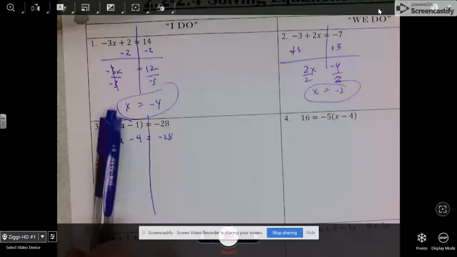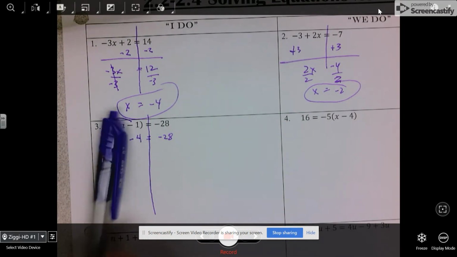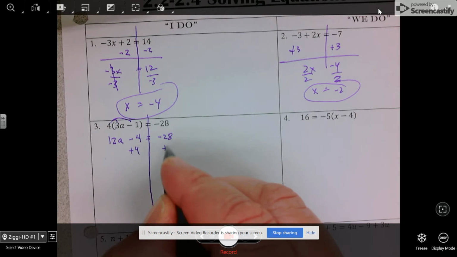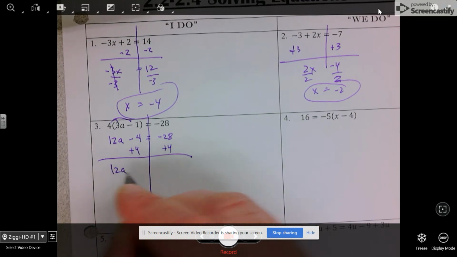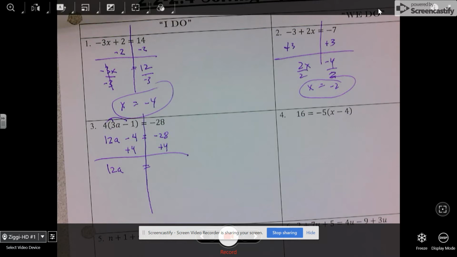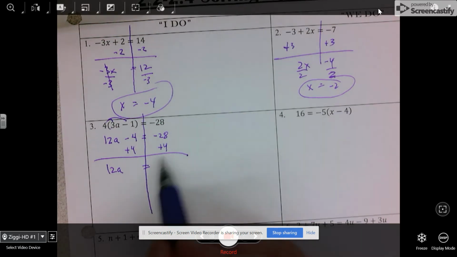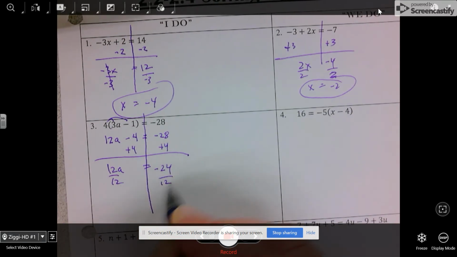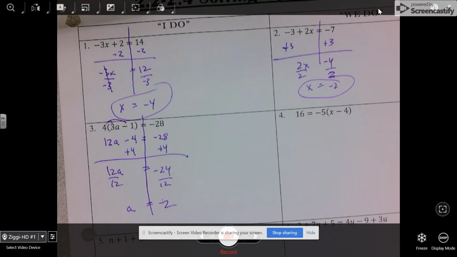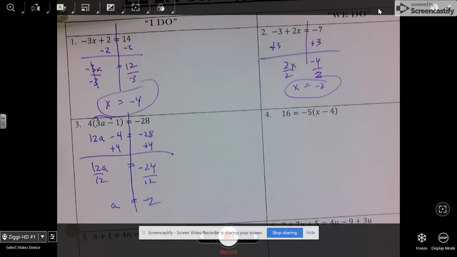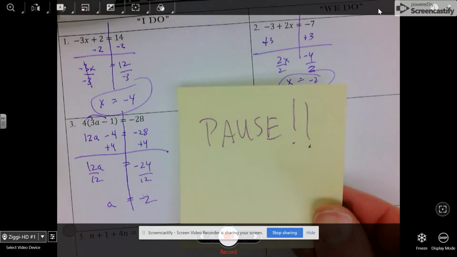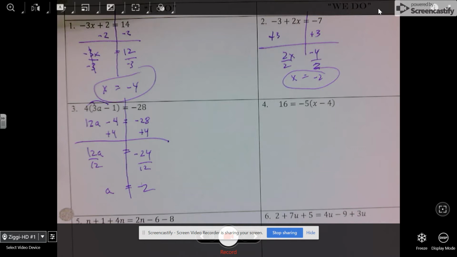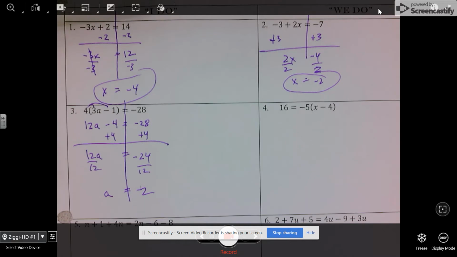So if you think about covering up the variable and getting rid of what's there by it, order of operations is multiplication and division before addition and subtraction. When you're undoing, when you're solving, you do addition and subtraction first, kind of going backwards. Divide by 12, divide by 12, negative 2. Okay, so pause. And now you do the other side. I'm going to work it out fast.